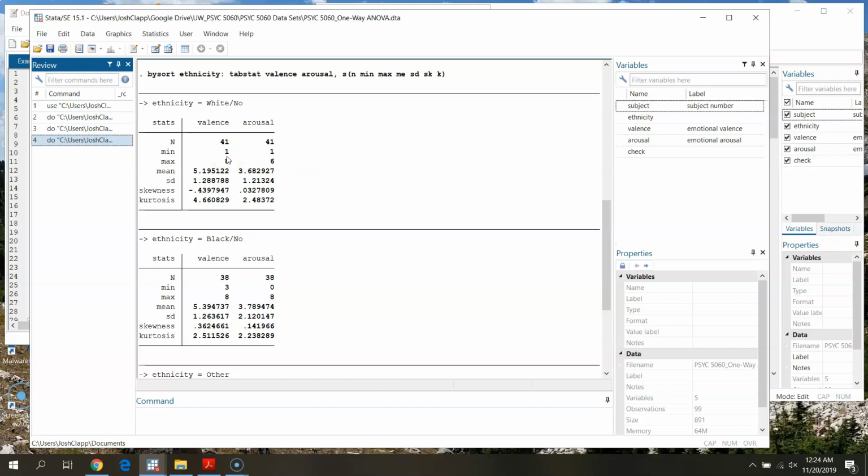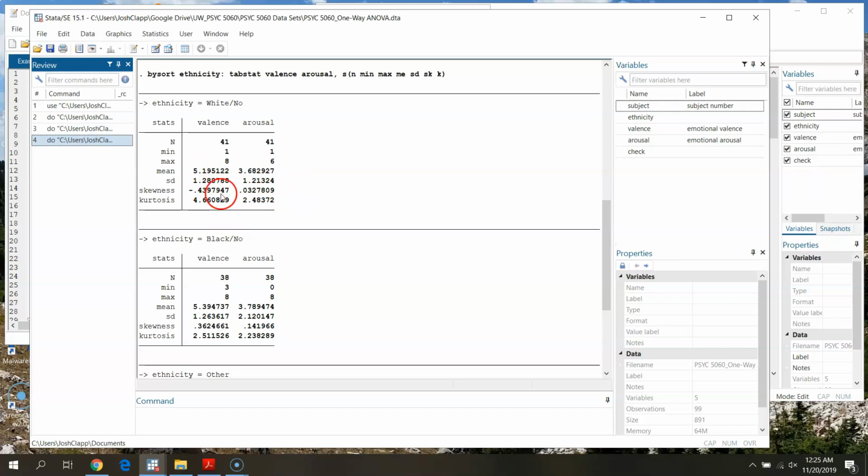We already know we don't have any missing data, so that's good. Minimum, maximum for valence and arousal. Everything looks to be within reasonable values. Again, remember these are 0 to 8 scales, so everything looks good. Mean, standard deviation is fine. We're not too worried about that right now.